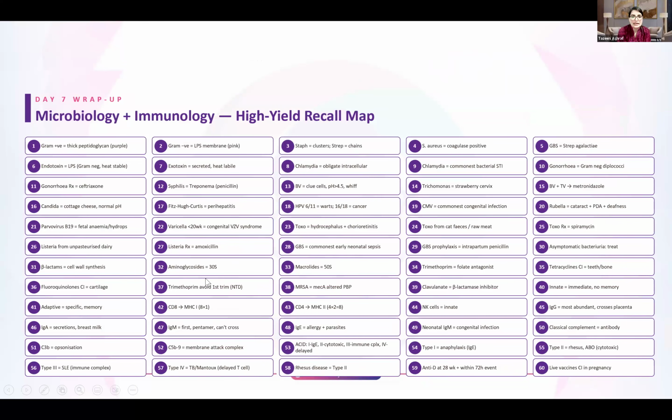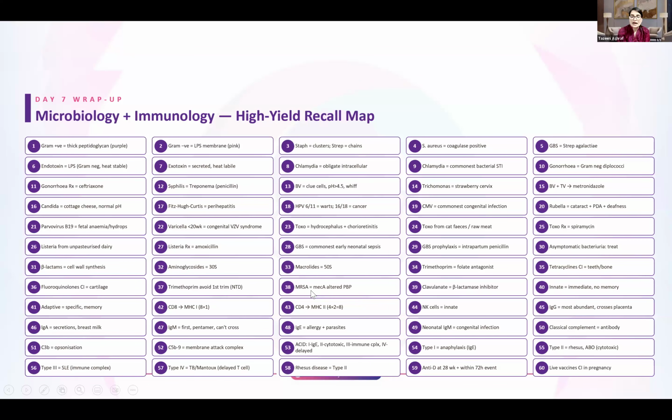Aminoglycosides are basically affecting the 30S subunit, macrolides the 50S subunit, trimethoprim folate antagonist. Tetracyclines, basically they are contraindicated as they affect teeth and bone. Okay, then fluoroquinolones, they affect cartilage, that's why they are contraindicated. Trimethoprim should be avoided in the first trimester.